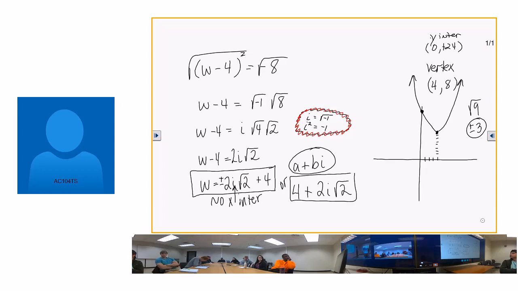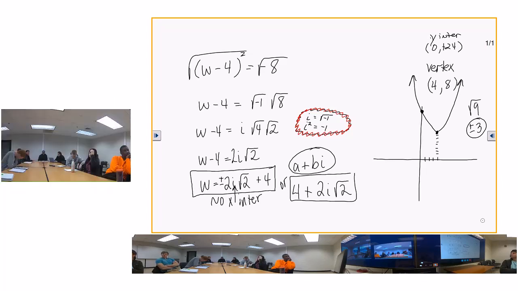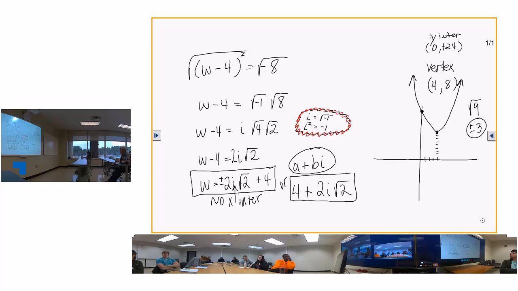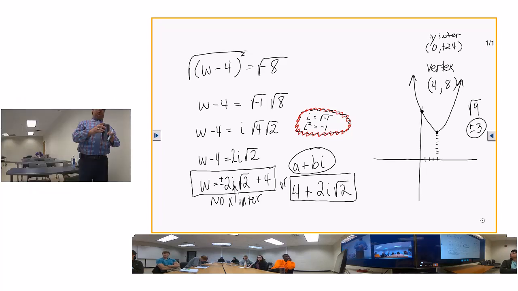And of course, your domain is all real numbers. What's the range? From 8 to what? Infinity. 8 to infinity, good. What's decreasing? From negative infinity to 8. And what's increasing? 8 to infinity. And what's the line of symmetry? Not 8, but the line of symmetry is always your x value of the vertex. Okay, who has a question on that one?